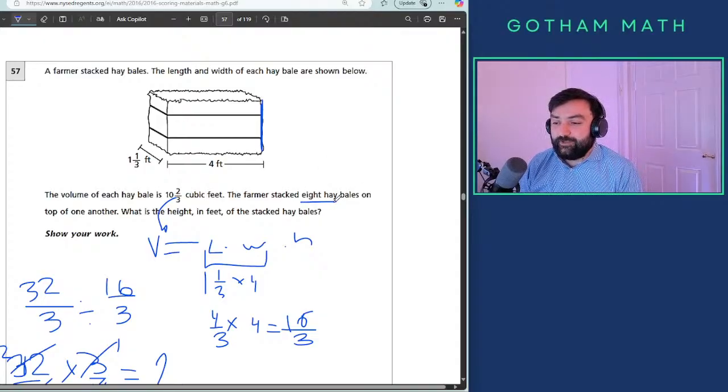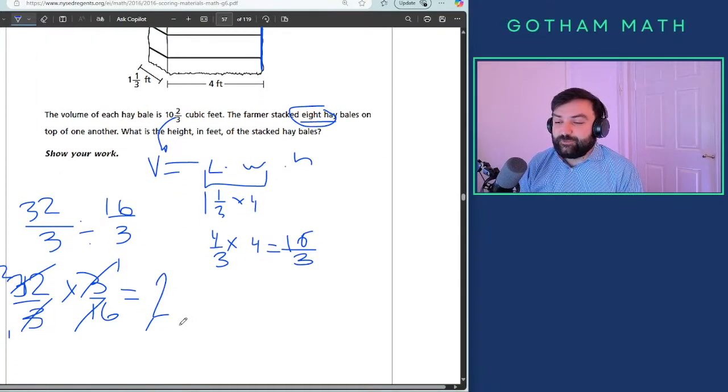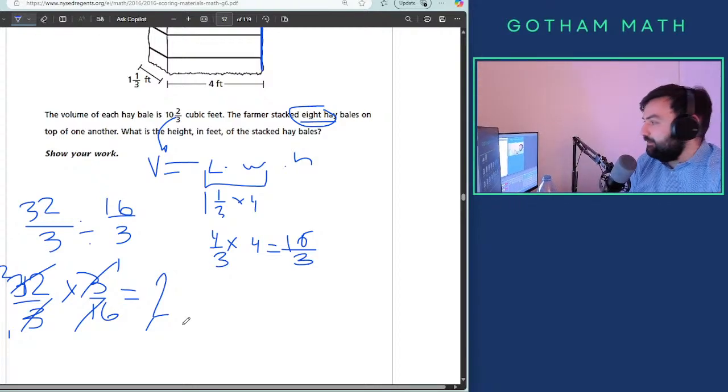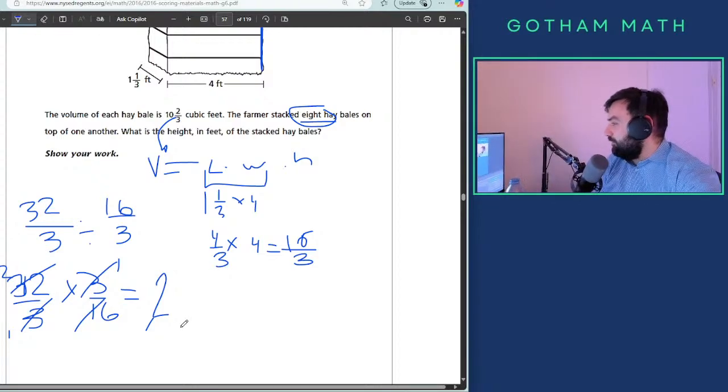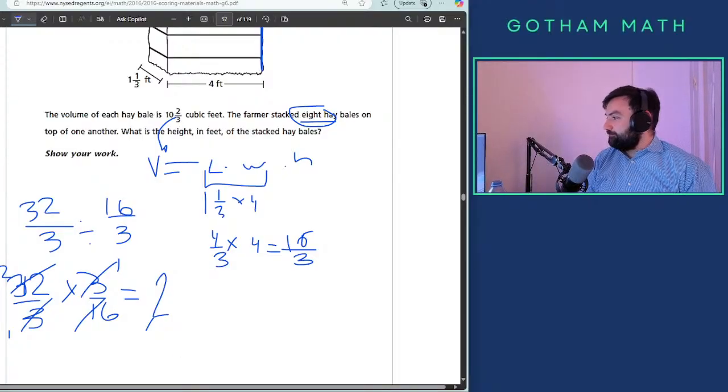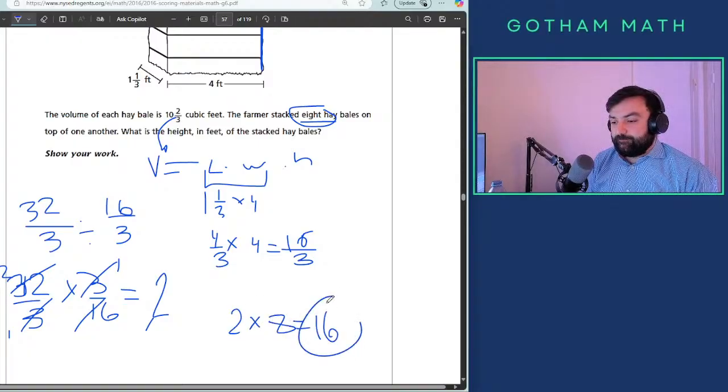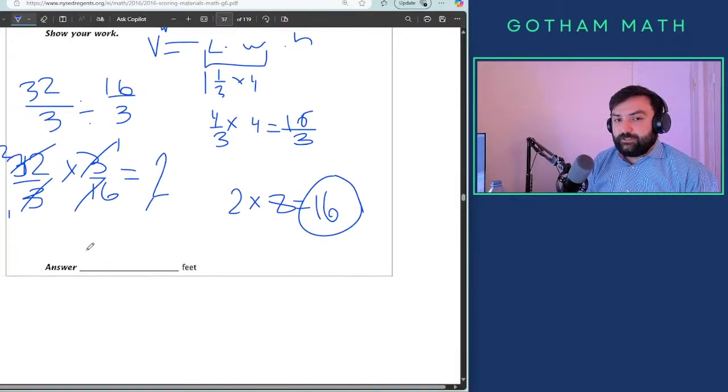Why? Because they said 8, and we cannot miss that, right? Sometimes students just get the answer and they're happy and skip everything and move on, but no, we have to do this, okay? All right. So the answer is going to be 2 times 8, which is 16. All right, let's look over the answers and see what was there.